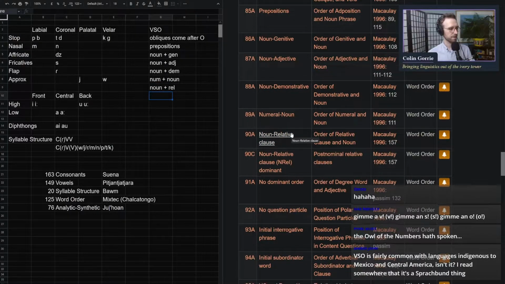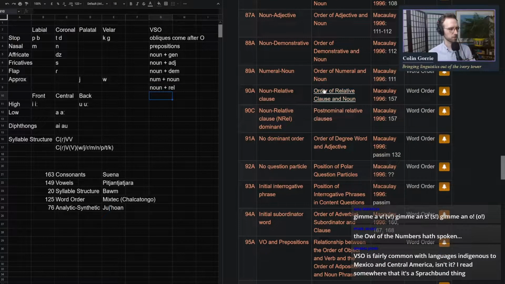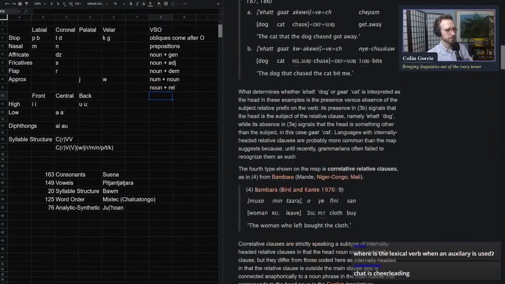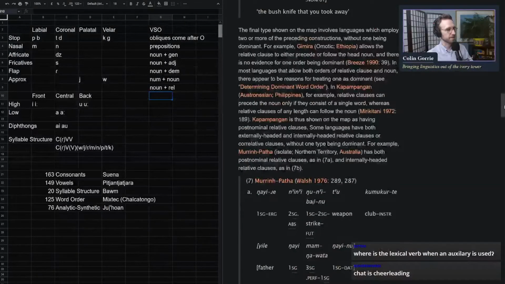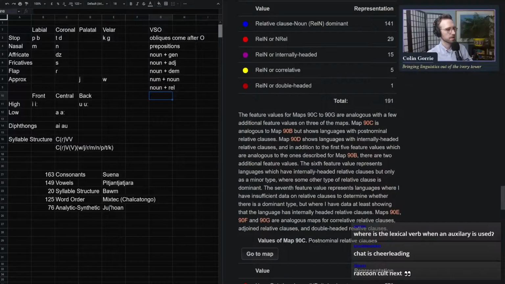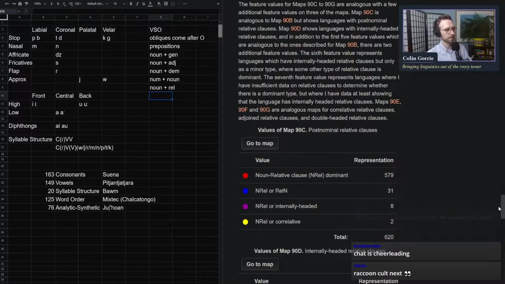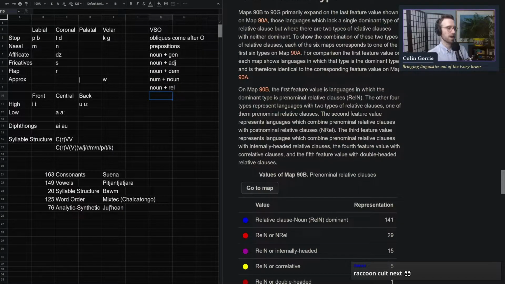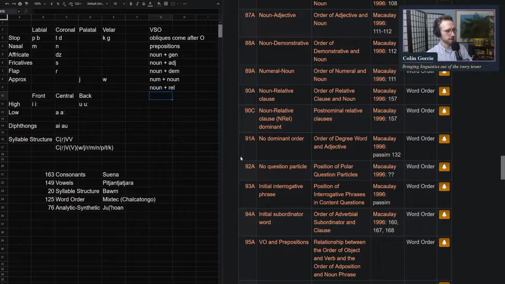We have, not sure why these are separate. Why is this a separate feature? Let's look. Sorry, I'm just going to zip through this so that I can satisfy the curiosity. Postnominal relative clause. Oh, okay, so this is about if one type is predominant or if there are other types, internally headed relative clauses, things like that. Okay, that's not important for us.